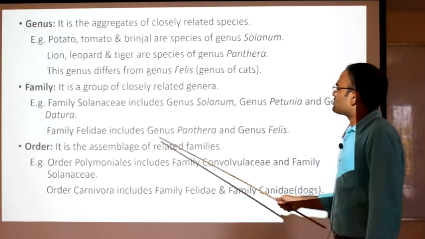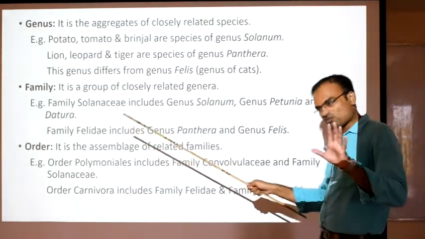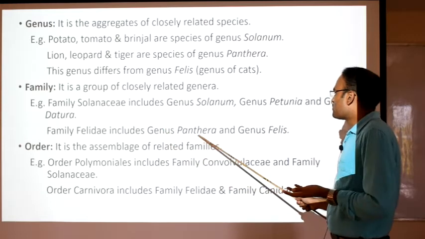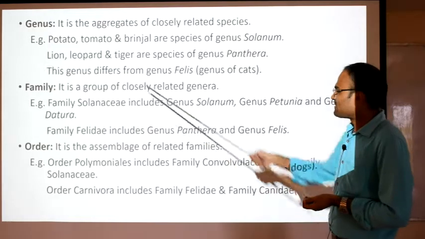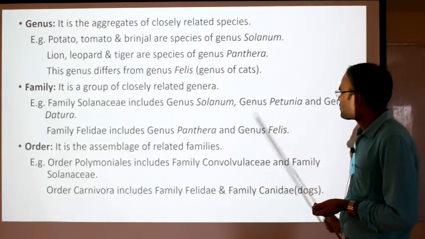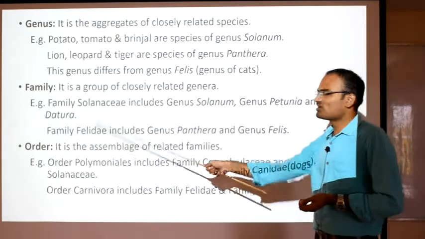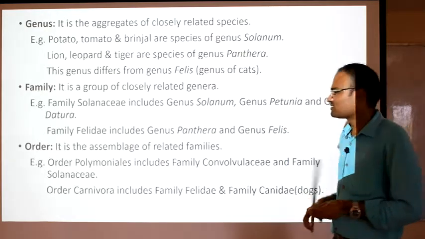Family Felidae includes genus Panthera and genus Felis. So now, Felidae is a broad family which includes both the genus Panthera, where lions, tigers and leopards are there, as well as the genus Felis, that is the cat genus. So both are included in the same family called Felidae. Why? Because their body structure is somewhat similar.